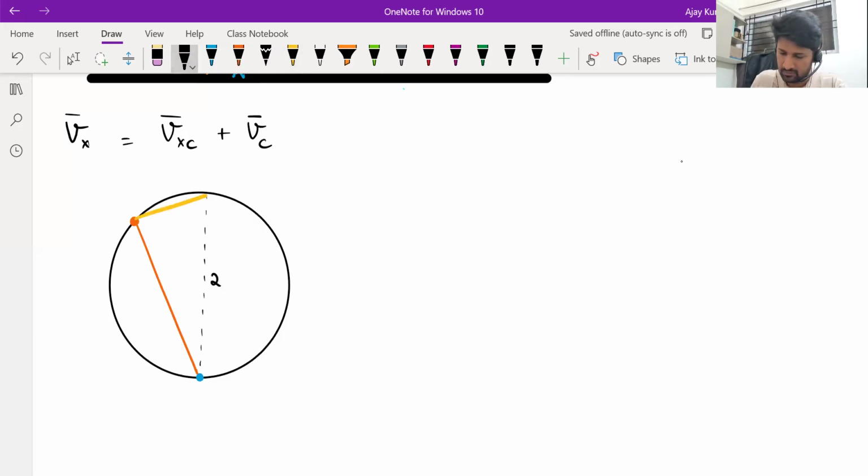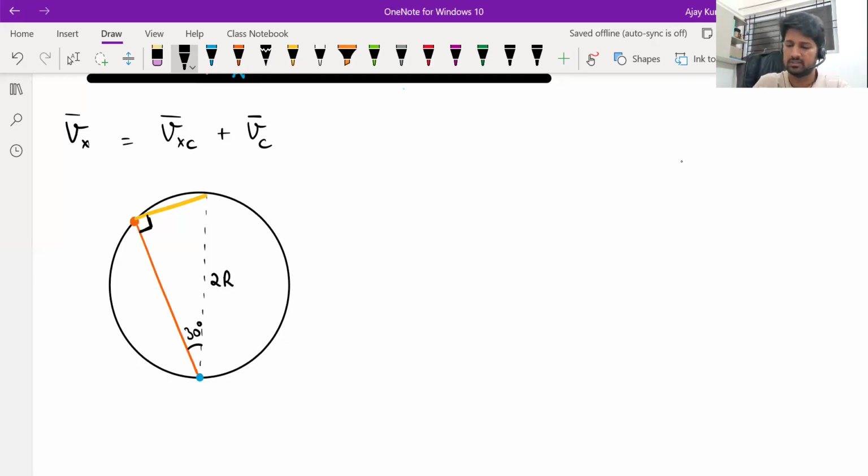This distance is 2 times the radius. This angle is 30 degrees. Now you must have studied in mathematics that the angle in a semicircle, or the angle subtended by the diameter in the semicircle, is always 90 degrees. These two will be perpendicular to each other.